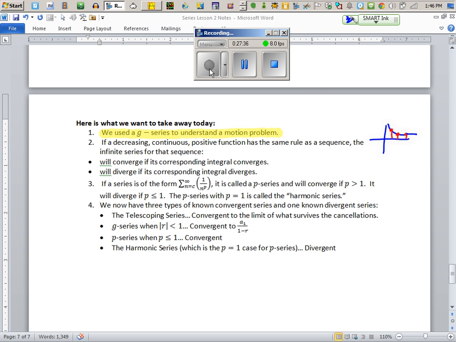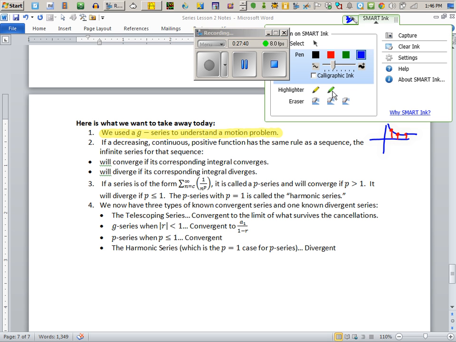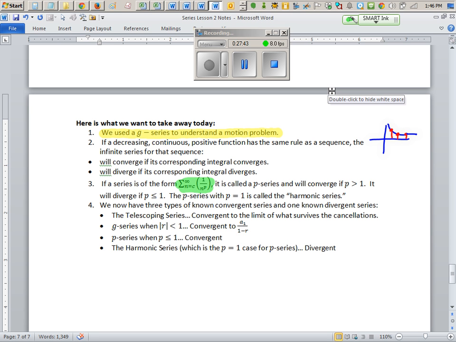Next is bullet 3. Any series of this format here, where it's 1 over a changing value to a constant power, is called a p-series. And we'll talk more about p-series later. But basically, p-series will always converge if p is greater than 1, and diverge if p is less than or equal to 1. This is off your worksheet last night, too. If your p is exactly 1, it's divergent, and it's called the harmonic series, so it has a name.